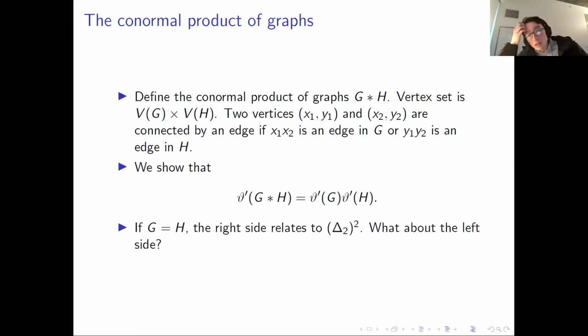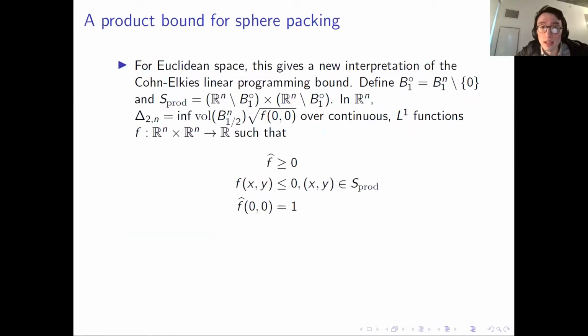And now let's set G equal to H and recall that rescaling result that we talked about several slides back. The right side of this is going to relate to the square of the linear programming bound. And maybe a natural question is, what is the left side related to? So let's write down what we would get if we rescaled the left side in the same way and took some sort of rescaling limit. We get the following optimization problem. We have a square root in the objective, but maybe if you square delta 2n, you actually get a linear objective.